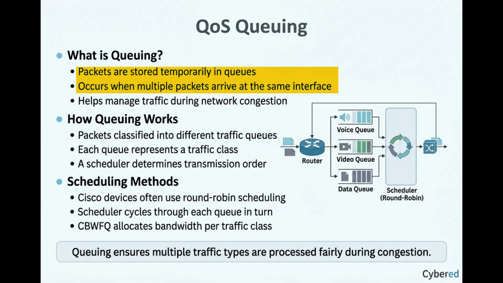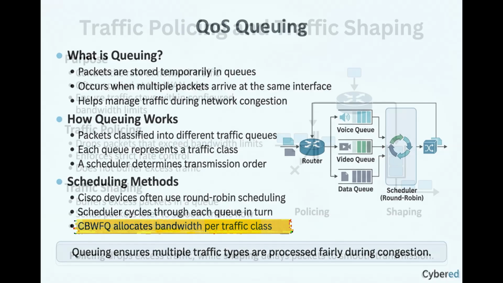Queuing manages how packets are stored while waiting to be transmitted through an interface. When multiple traffic classes exist, packets are placed into different queues based on their classification. A scheduler determines which queue is served first when the interface becomes available. Cisco devices commonly use a round-robin scheduling algorithm, which cycles through queues and sends packets from each queue in turn. Tools such as class-based weighted fair queuing ensure each traffic class receives a configured percentage of bandwidth.